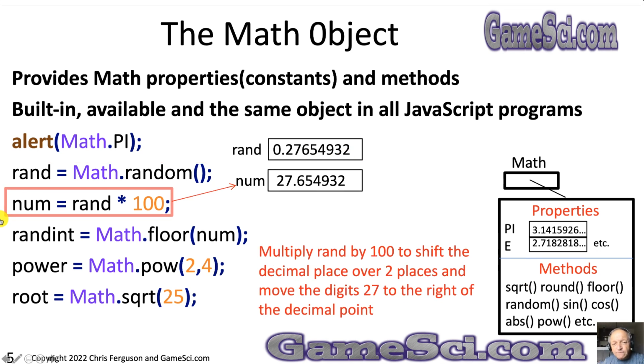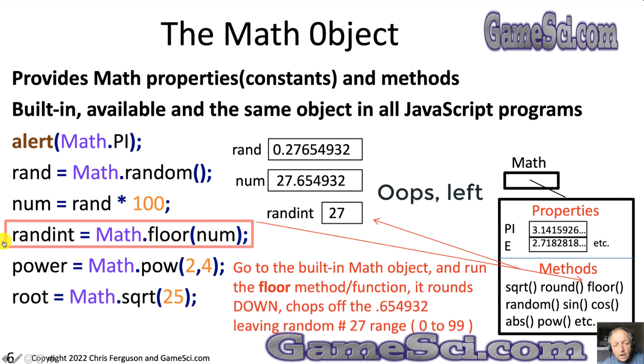Now often that's not very useful, so let's massage that random number and get a more useful number out of it. I'm going to take number equals rand times 100. Now this has nothing to do with the math object. This is simple arithmetic. We're going to multiply the variable rand by 100 to shift the decimal place over 2 places. So when you multiply a number like this by 100, all you're doing is moving the decimal point over a couple of places. Now I have 2 digits to the right of the decimal point.